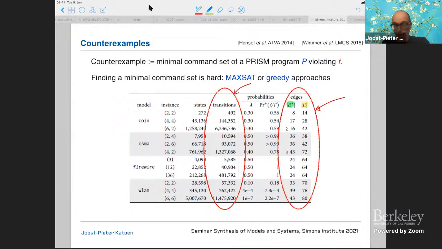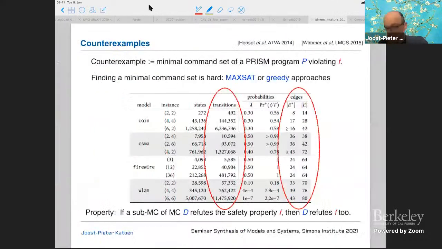Why are we interested in those minimal ones? Well, because we basically exploit the following property. In terms of a Markov chain, remember, we don't determine counterexamples on the Markov chain level, but at the program level. But in terms of a Markov chain, a counterexample is a kind of sub-Markov chain. And the idea is basically all Markov chains that share this sub-Markov chain will refute the safety property. So the smaller those sub-Markov chains are, the larger the possibility to rule out many family candidates in one shot if you do synthesis.